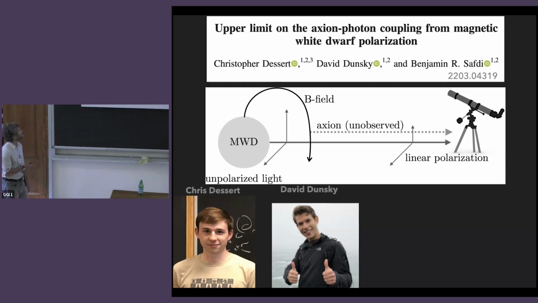So the idea here is that we're going to be looking at unpolarized light, which is emitted from the surface of a white dwarf, just thermally. And we're going to be looking at white dwarfs with large magnetic fields. These are called magnetic white dwarfs. That light will travel through this region of magnetic field, and the light which is polarized parallel to the magnetic field can convert to axions. Those axions are unobserved, and this induces a linear polarization for us, the observer. So we're going to be looking for linear polarization, and if we don't see a linear polarization, we can set an upper limit on the strength of the axion-photon coupling.